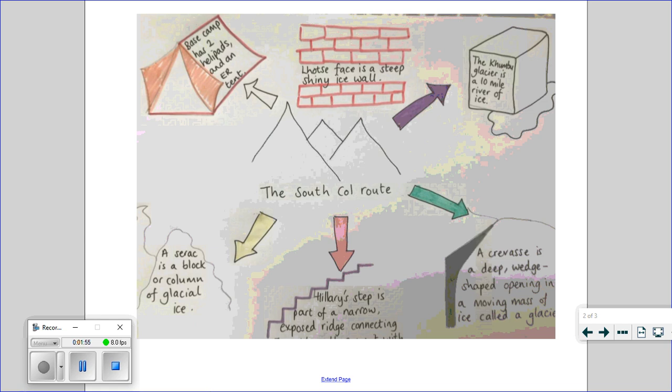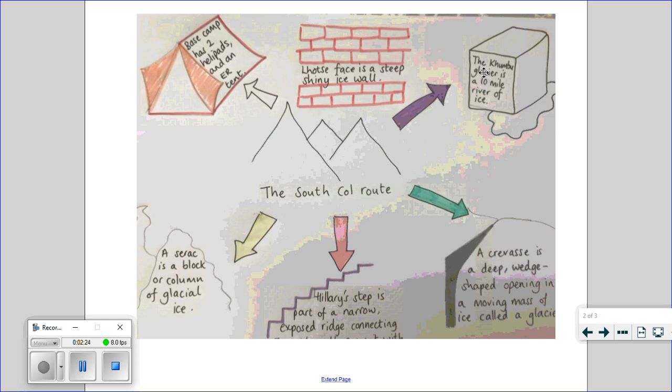So what I'd quite like you to do is write down some facts about Mount Everest, well, that particular route, the South Col route, and then try and represent it visually. Mine's just an example that gives you an idea. So for example, Lhotse Face is a steep, shiny ice wall. Now I know that does not look like Lhotse Face because that's part of a mountain, but I can visualize a wall and that helps me to remember that that's what Lhotse Face is. It's a wall of ice.